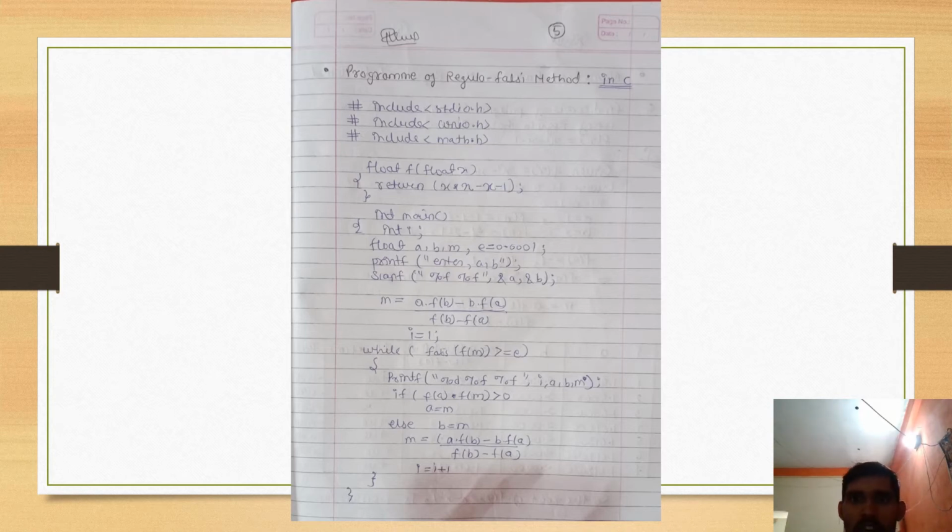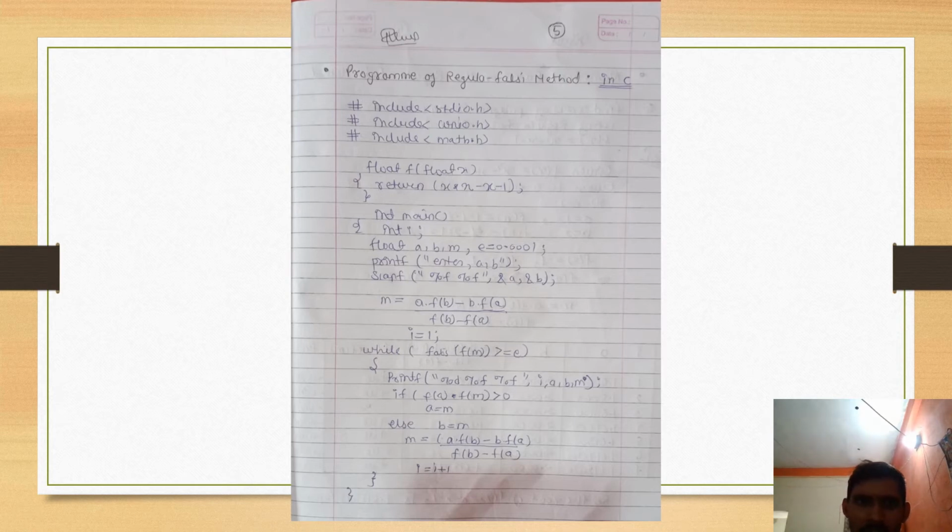Next is a program of the regula falsi method, and this program is written in the C language. First we declare x as a float. We take the data type of a and b as float, and we put the value of e. e is the error, and that is 0.001. First we enter the value of a and b, and then we scan the values of a and b.